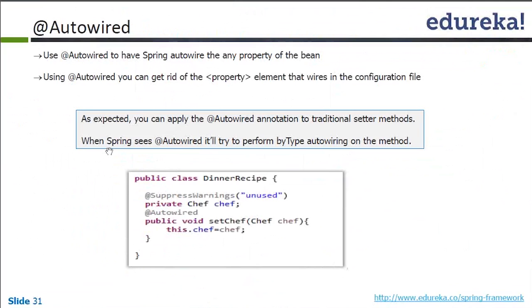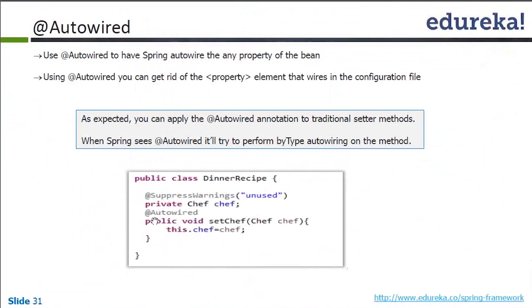Then how will you restrict it to one? There are two beans qualified for this. Then you can restrict it using @Qualifier by this name. So by default it is by type, and now you are minimizing the scope of by type using @Qualifier. How? We will see with an example.